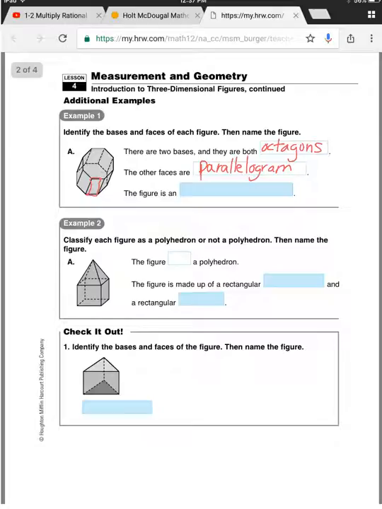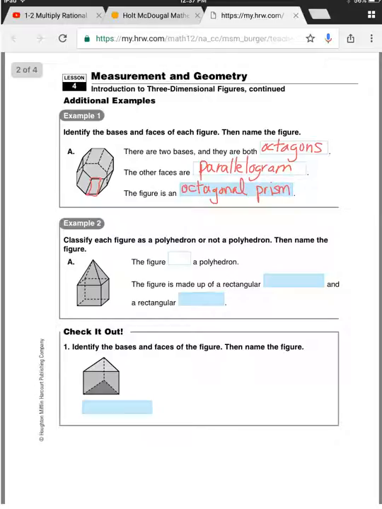So we're going to name the figure based on the base shape. And because the base is an octagon, it is an octagonal prism.